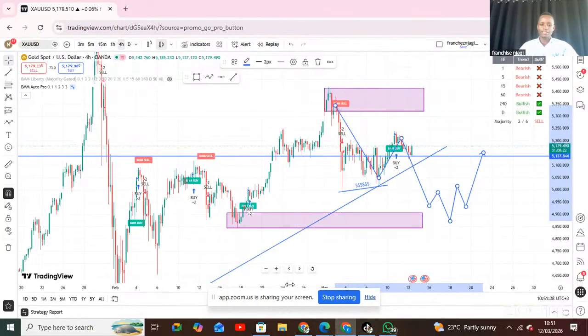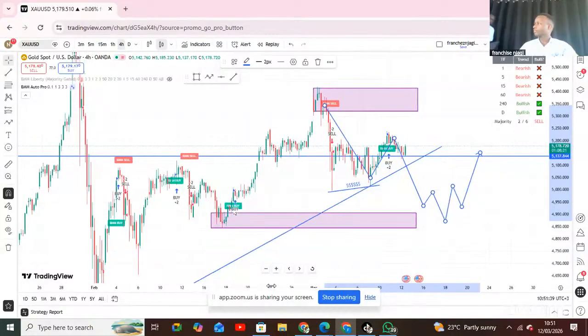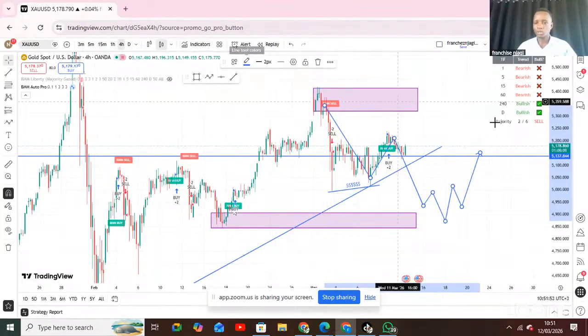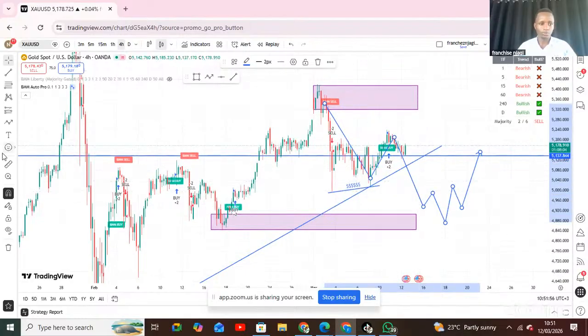Remember, it's CPI week. Yeah, it's a CPI week. So, guys, you should be so careful with the market. It might take you home to go and take care of your cows back at home, and we don't want that.